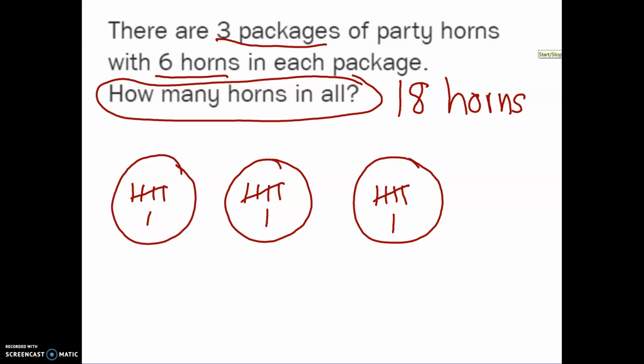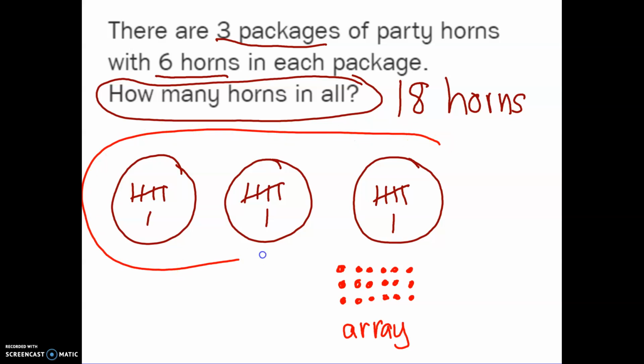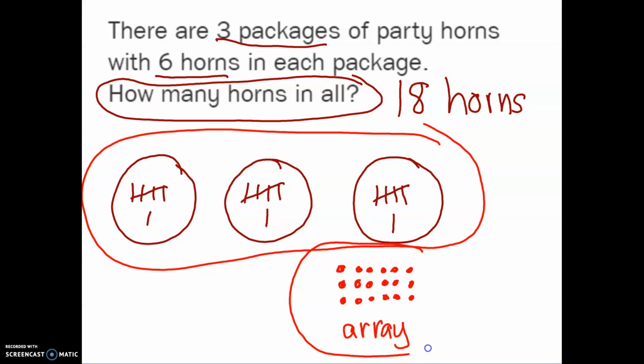I could have done this. 3 packages, 1, 2, 3. 6 in each. 1, 2, 3, 4, 5, 6. This is an array. An array is a tool that I can make on my paper to show equal groups. So I could draw it in a picture like this, or I could make an array. Either one of those are excellent strategies to use to show equal groups.